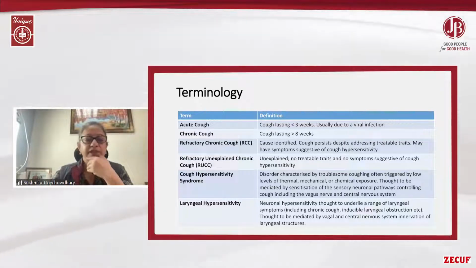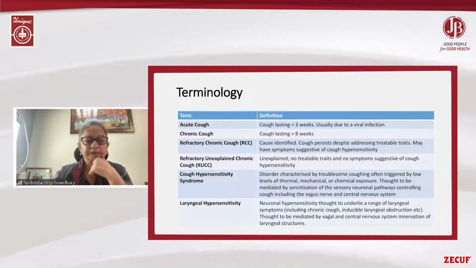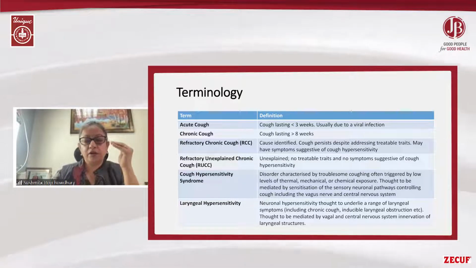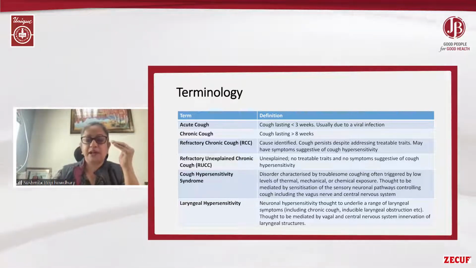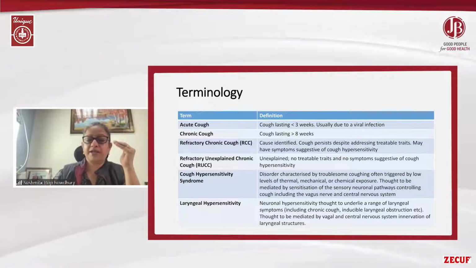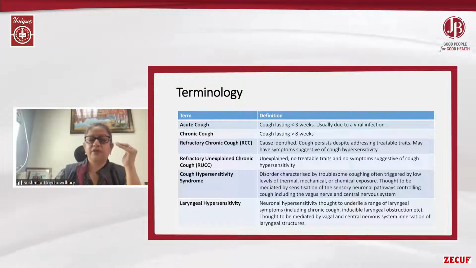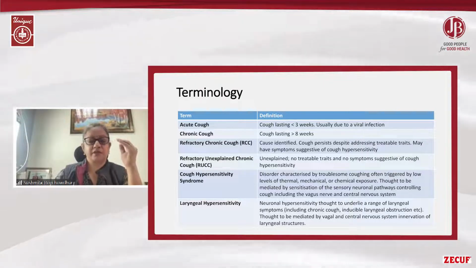What is cough hypersensitivity syndrome? This is a term which is being used more and more. It is characterized by troublesome coughing, which is triggered by low levels of thermal, mechanical, or chemical exposure. So it's a hypersensitivity cough, an allergic type of cough, not always necessarily atopic, but it can be because of thermal, mechanical, or chemical exposure, mediated by sensitization of the sensory neuronal pathway, which we'll be talking about a bit more as we go down. And it includes the vagus nerve and the central system activation.